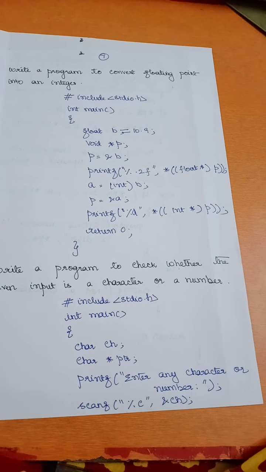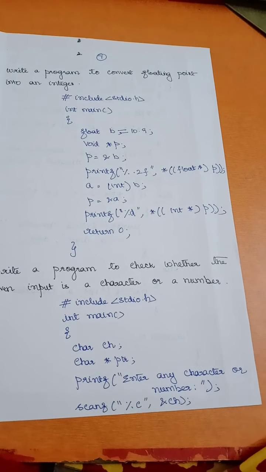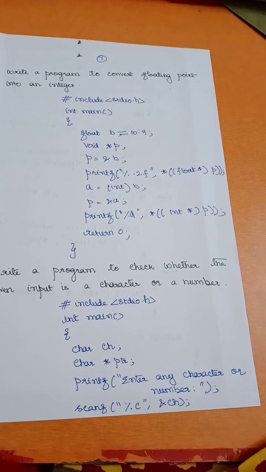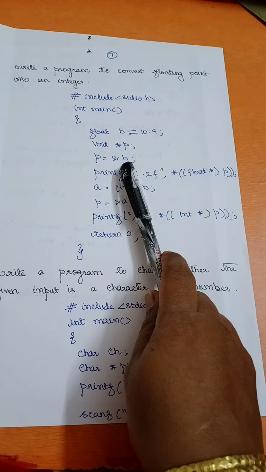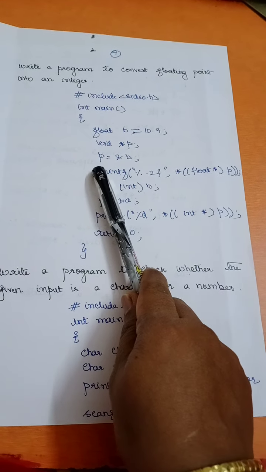It is not pointing to any specific type now. P equal to ampersand b. So what is that ampersand b? This b is going to be float. The float I am going to assign to p.